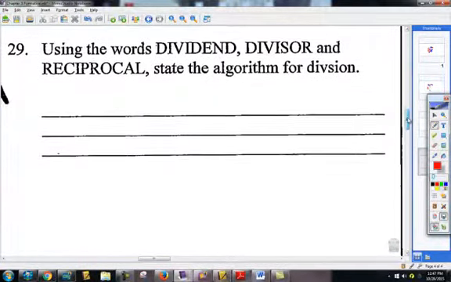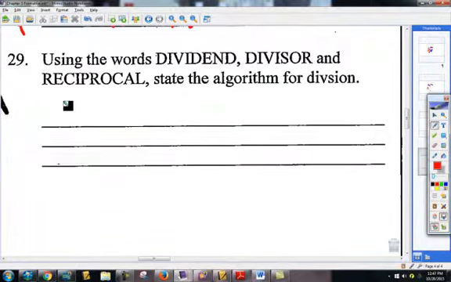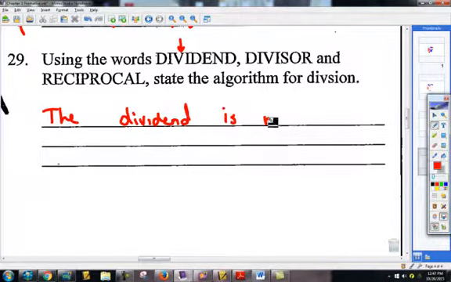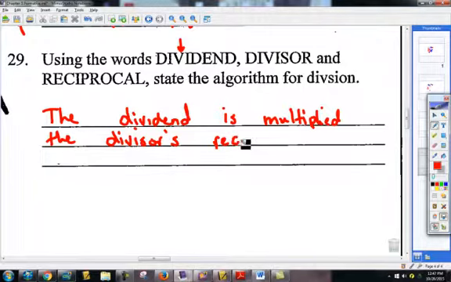Okay, now down here. Now, most of you probably just said division is just multiplication by the divisor's reciprocal. And that's what you did, but you also had to use the word dividend. So what you had to say is, write this please, the dividend is multiplied by the divisor's reciprocal. That's it.